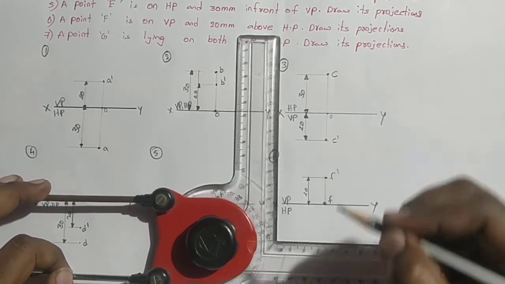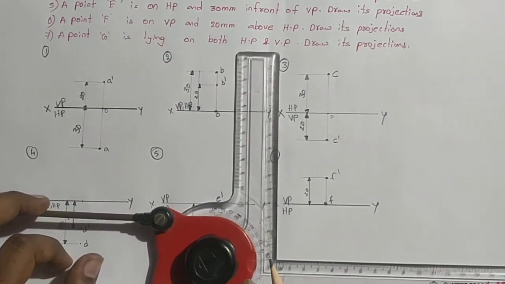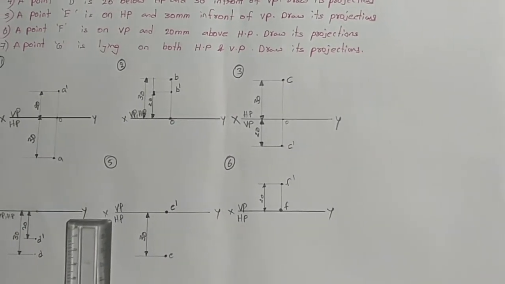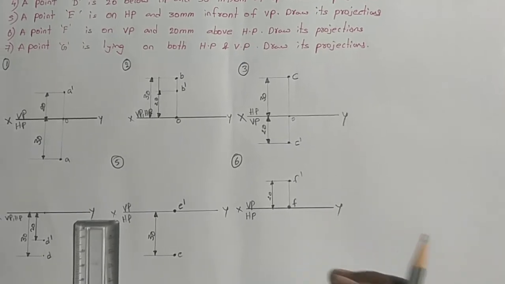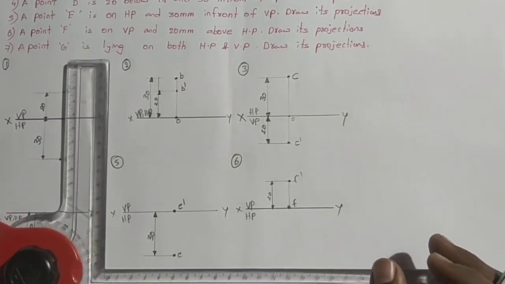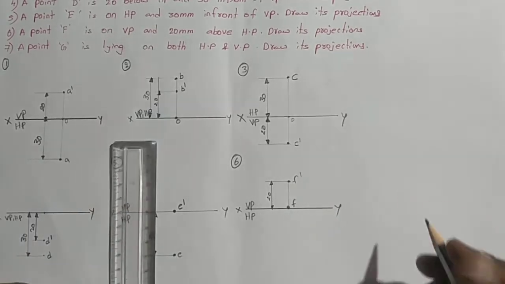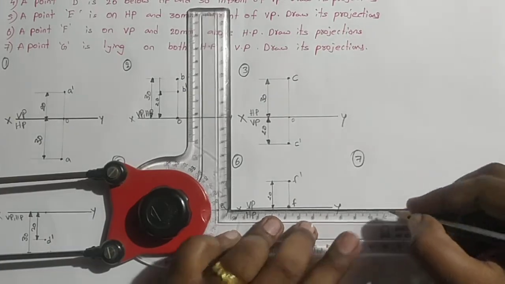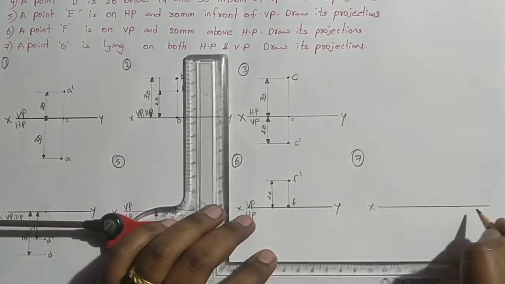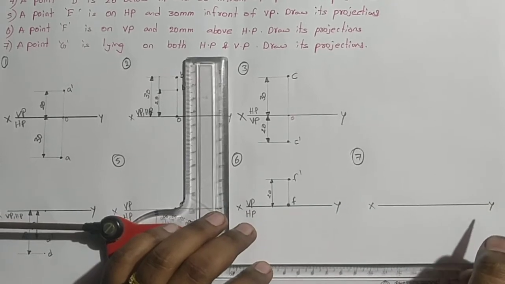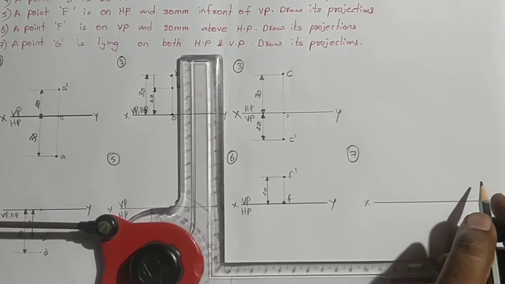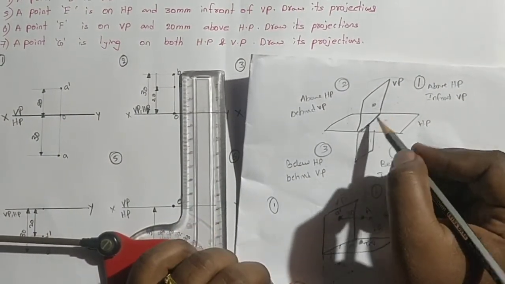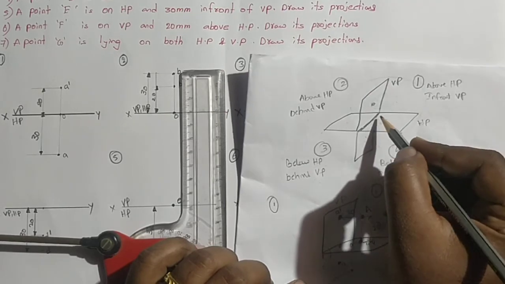From this point to this point the distance is 20 mm. Next we need to draw the seventh condition. Here, in the seventh condition, a point G is lying on both HP and VP. Draw its projections. For that, first we need to draw the XY line. Here G is lying on both HP and VP.